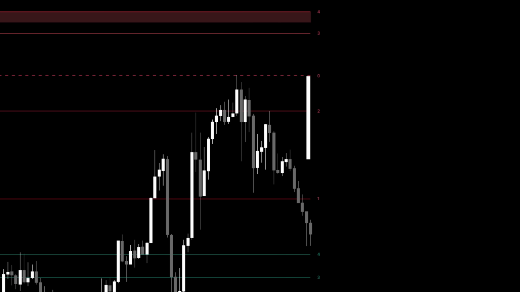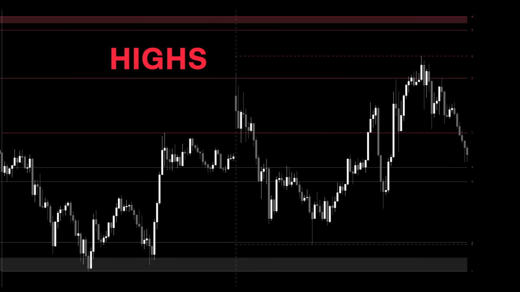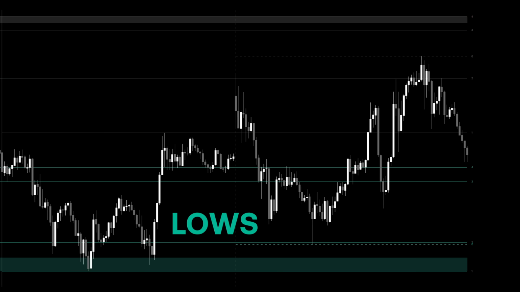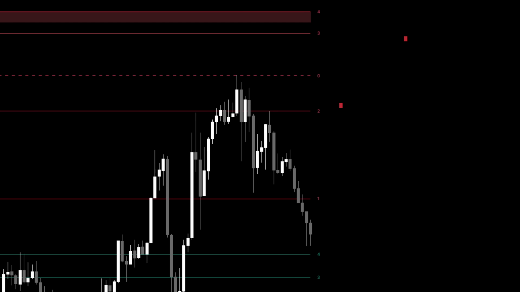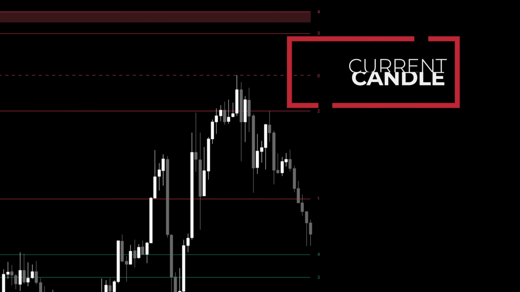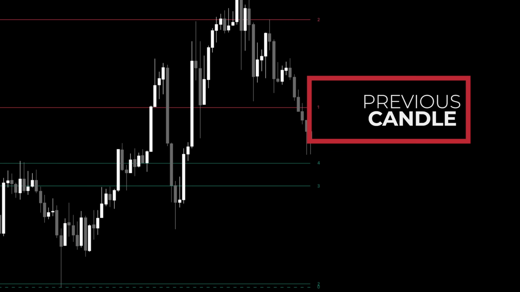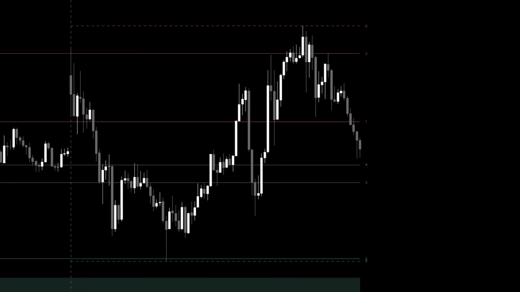Once the indicator is added to your chart, you'll immediately see a series of red and green lines, each accompanied by a number off to the right. Red lines represent candle highs, green lines mark candle lows. The numbers indicate how recent that level is, 0 being the current candle, 1 the previous one, and so on up to the 4th. To help you quickly identify the current open candle, its high and low are drawn with dashed lines, while the rest use solid lines.